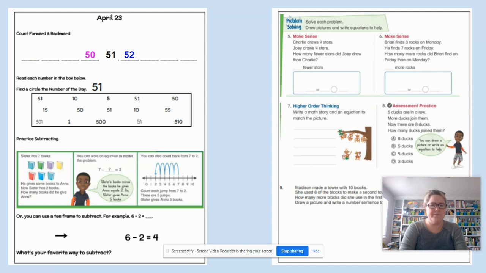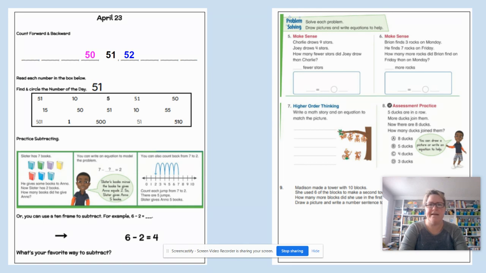Down below in the green boxes, it shows you again different ways to subtract. Remember, you can group them like a ten frame and subtract it that way. You can use a number bond. You can also use a number line to subtract. So it wants you to show your favorite way to subtract. Any one of those will work.